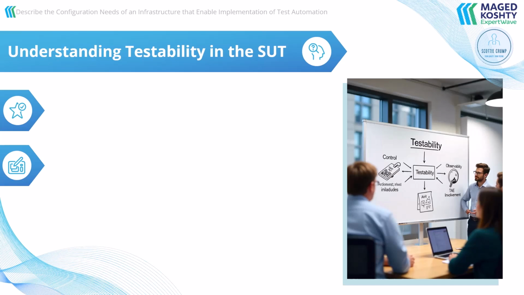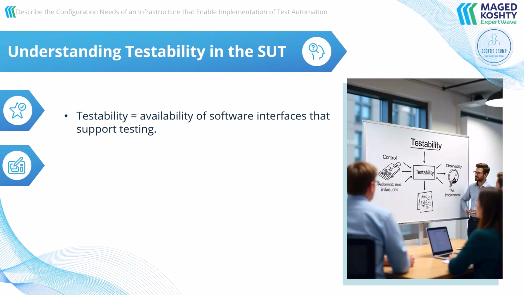Let's talk about the configuration needs that enable effective test automation implementation, starting with a key concept: testability. When we talk about testability of the system under test, or SUT, we're really talking about the availability of software interfaces that support testing. These interfaces give us control and observability of the SUT, which is essential for effective automation.